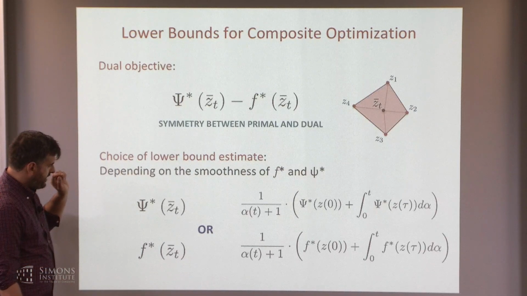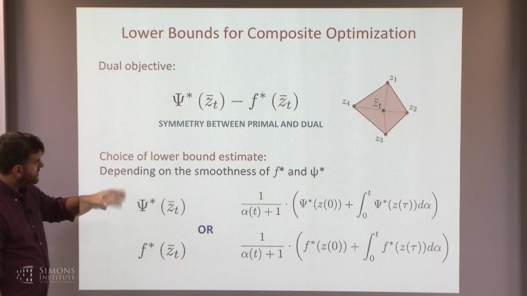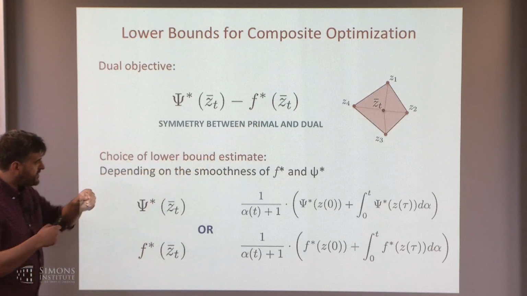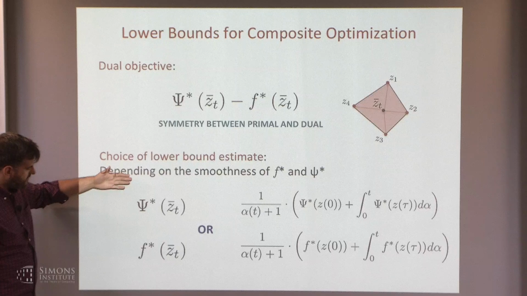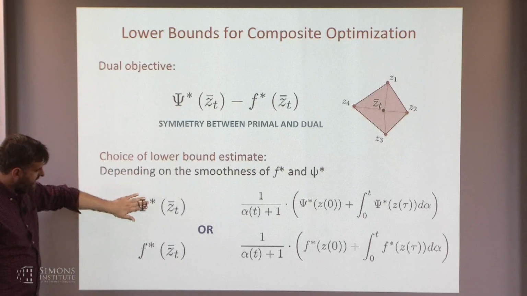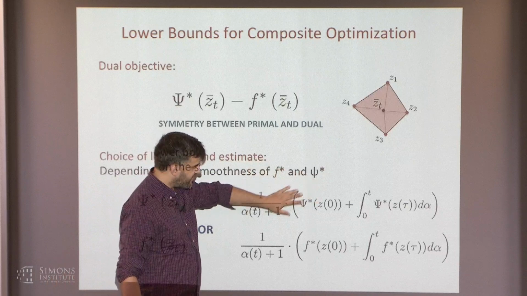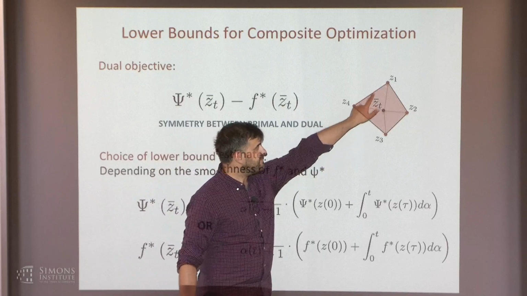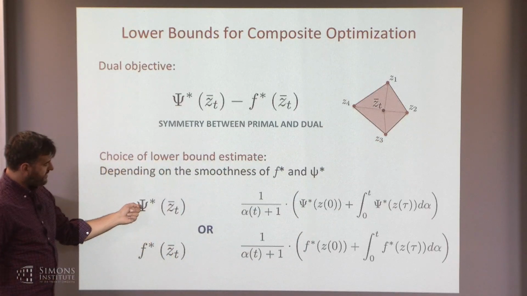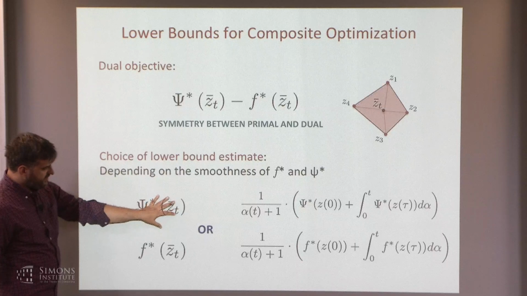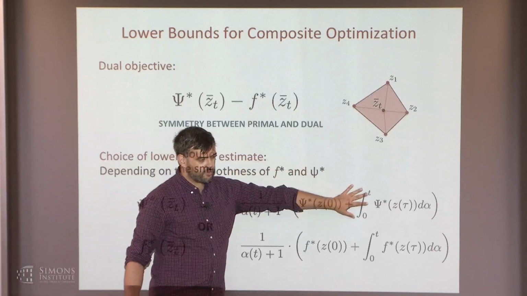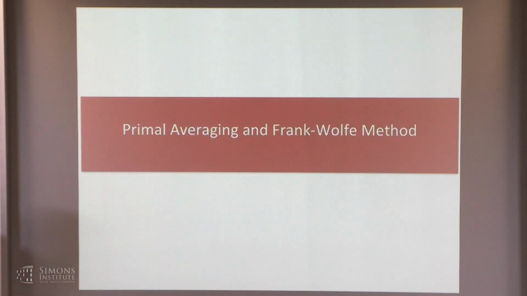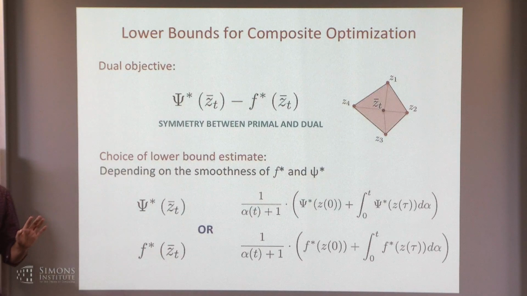Now, same reasoning as in the primal case. This function and this function may be smooth, may be non-smooth. Based on whether they're smooth or not, you'll choose your lower bound as either the function value or the average of the function values at the points z. Remember, z bar is an average of the z's, and you really care about psi star of z bar. These may not be smooth, so you cannot discretize it. If that's the case, you use this smoother lower bound. Okay, any questions about all of this?